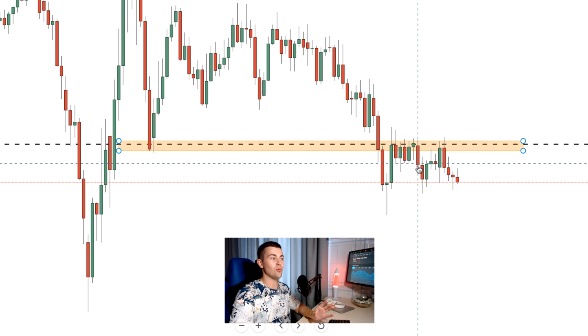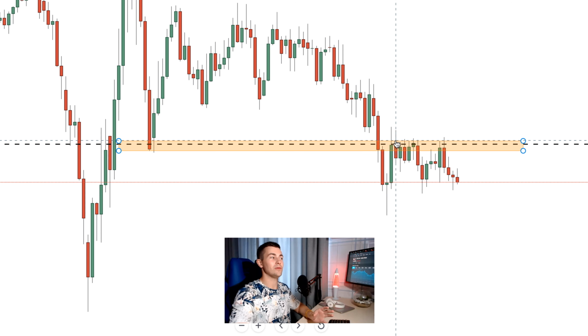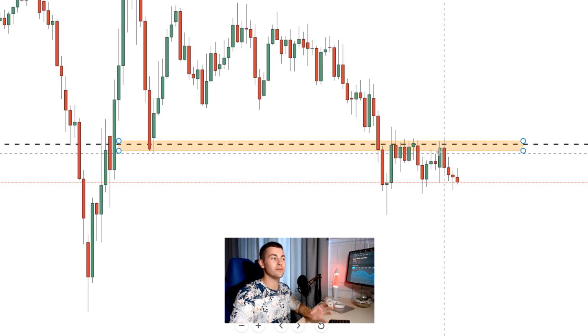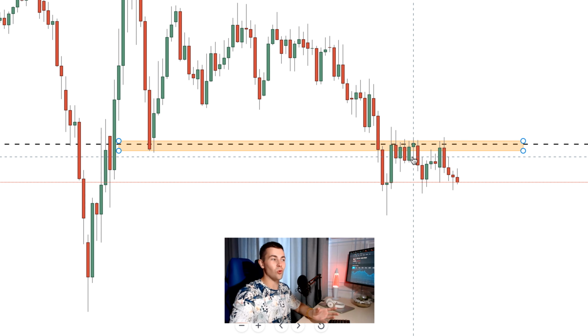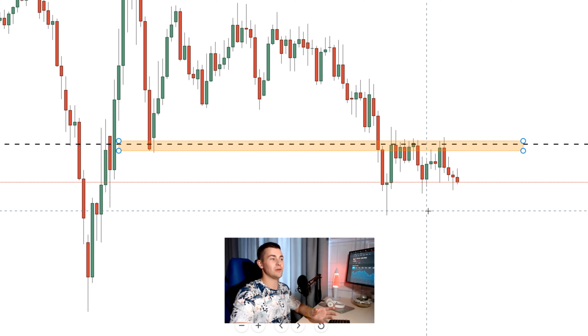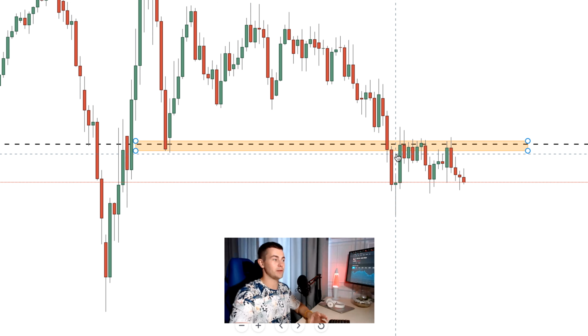You can see how many times we tested that level, how many times we tried to go above that, but each time failed. Bulls failed and the market dropped and was rejected. So truly we have a key level right here.